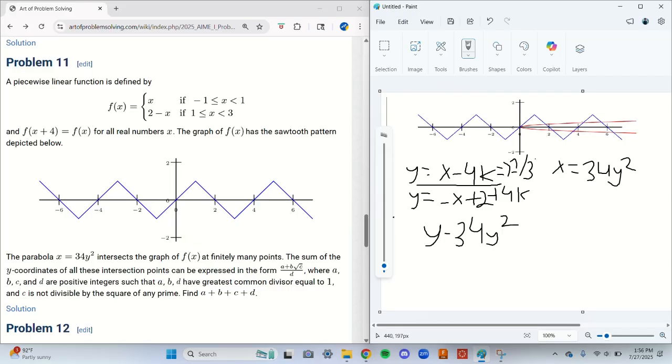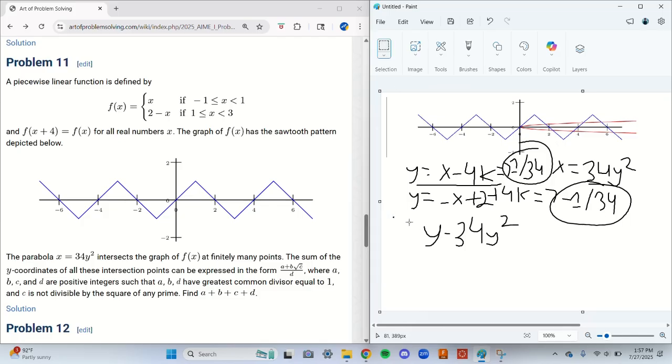If you're not familiar with what Vieta's is, if you have any quadratic ax squared plus bx plus c, the sum of the roots is just going to be negative b over a. And it works for any polynomial if you just go one coefficient back. So we have 1 over 34 for this line, and then similarly we have negative 1 over 34 for this line, being the sum of the roots if we plug in x equals 34y squared. These are the sum of the y coordinates where this parabola intersects those lines. So we have these oscillating 1 over 34s and negative 1 over 34s.